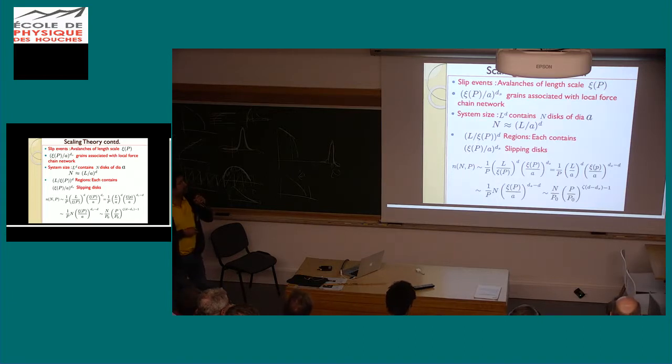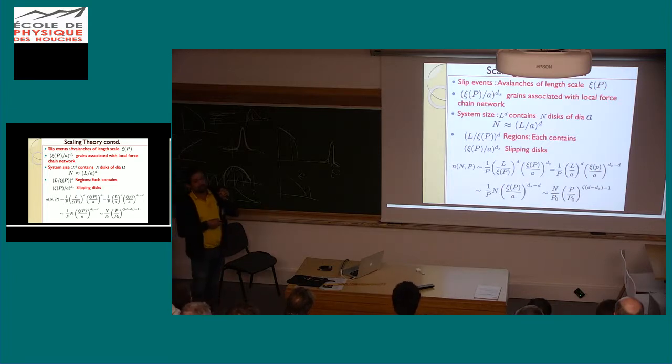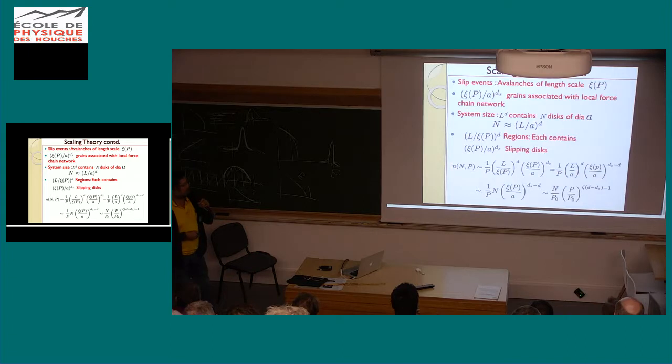Within that length scale, and from the consideration of the dimension of the backbone, you can calculate the number of grains associated with that force chain, and that number of grains will scale like xi divided by the particle diameter to the power of some exponent ds, which is the dimension of the backbone. With the system size, these regions increase like L by xi to the power d, where d is the Euclidean dimension. So there are this many regions, each of which contains this many slipping disks. From simple scaling analysis, you can find the number of frictional slips that take place at a given pressure.